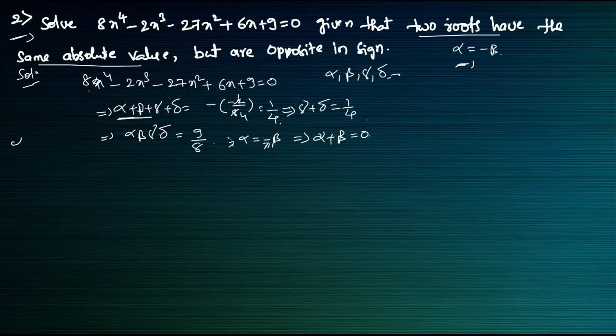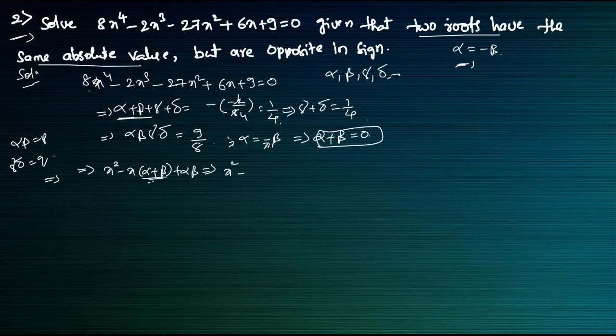In this, if I take alpha beta is equal to p and gamma delta is equal to q, two equations will come here. The first one is x square minus x into alpha plus beta plus alpha beta. Alpha plus beta is equal to 0, so I will substitute 0 here. Alpha beta is equal to p, so it will become x square minus 0 plus p, that is x square plus p is equal to 0.